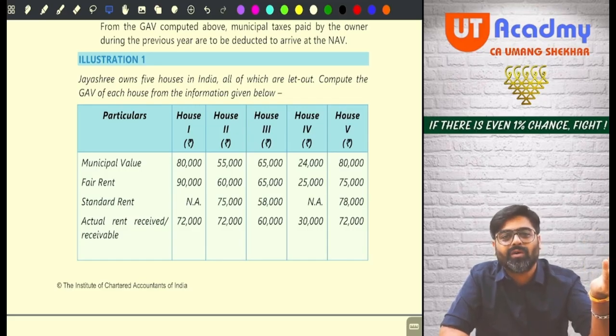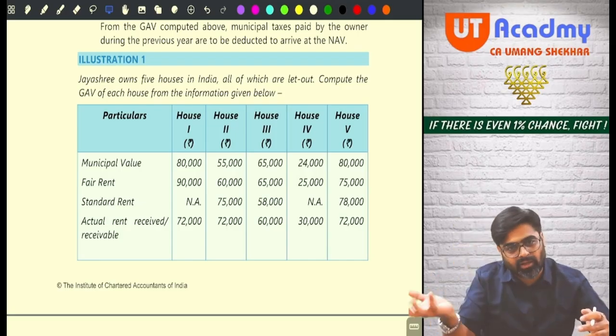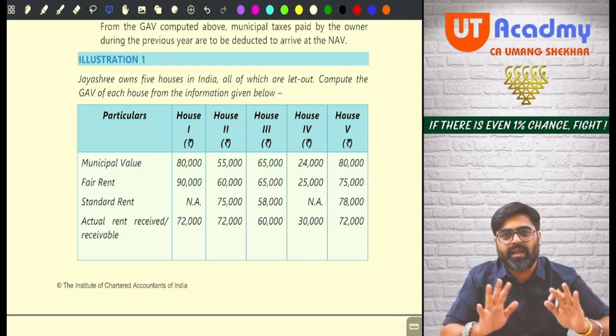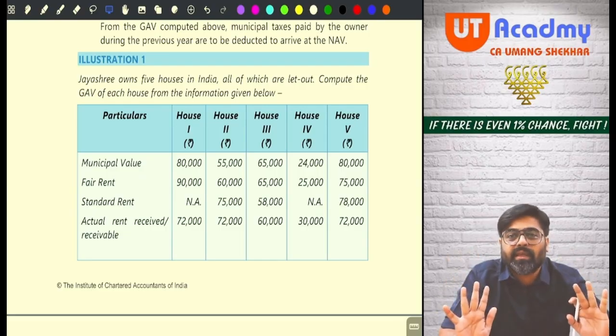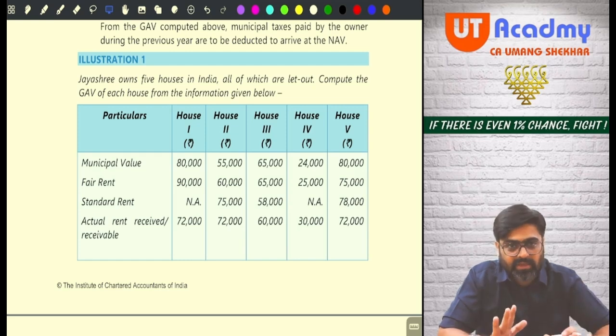So actual rent is given for the full year. Expected rent is also for the full year. Whichever is higher will become your GAV. So I want all of you to please pay attention.